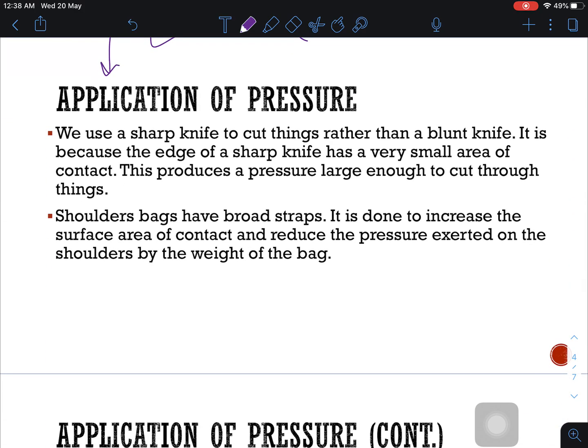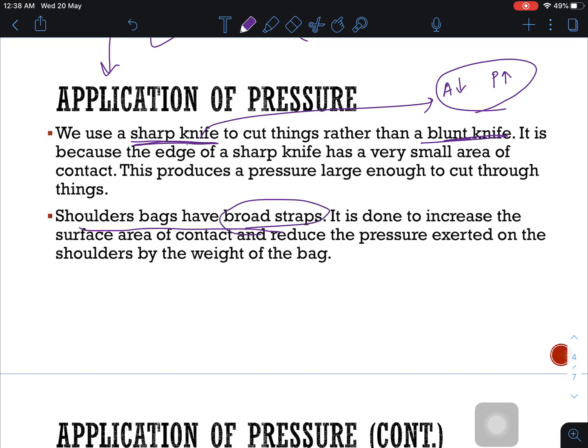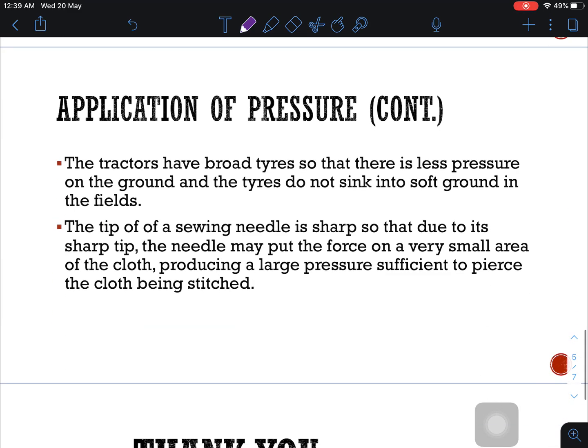Now let us see some applications of this. We use a sharp knife to cut. With a sharp knife the area is less, which means you are increasing the pressure. Now, shoulder bags have a broad strap. You are increasing the area so that you decrease the pressure. Obviously you want the pressure on your shoulders to be less, so you increase the area of the strap of your bag.